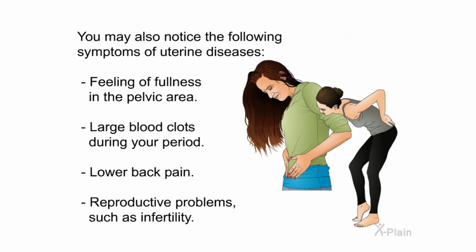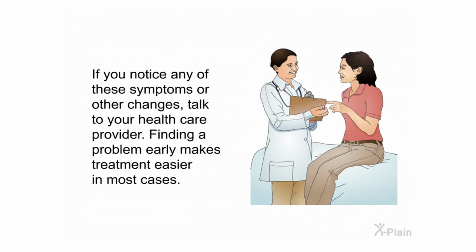You may also notice the following symptoms of uterine diseases: feeling of fullness in the pelvic area, large blood clots during your period, lower back pain, reproductive problems such as infertility. If you notice any of these symptoms or other changes, talk to your healthcare provider. Finding a problem early makes treatment easier in most cases.